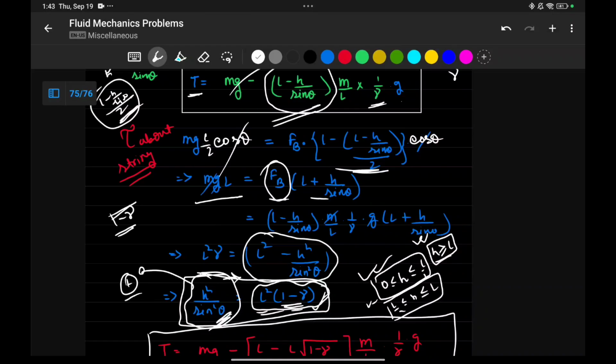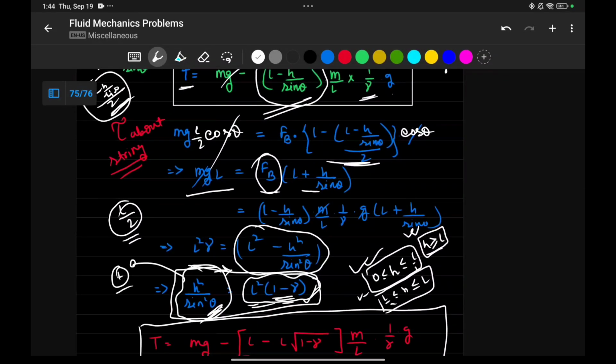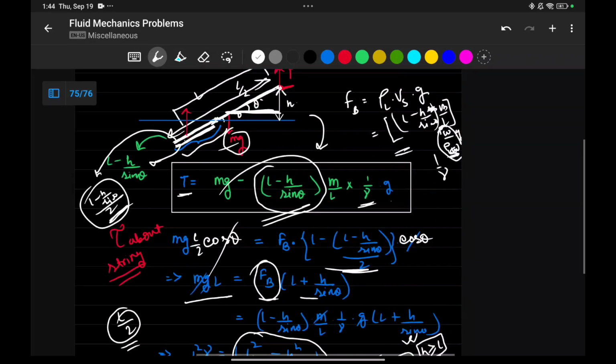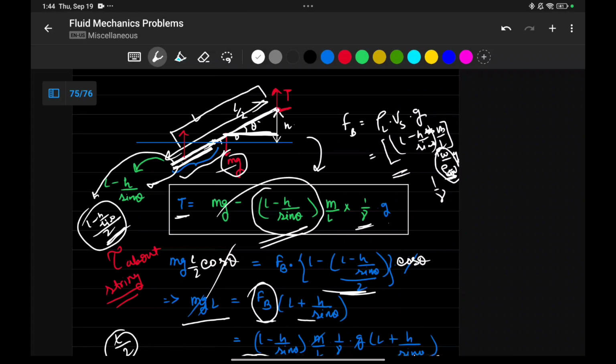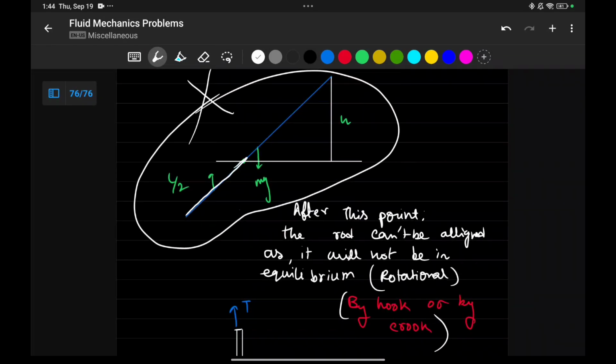I'm sorry, 1 minus gamma is only valid up to the point where it is L by 2 actually. Because you can just see that this h by sine theta remains constant throughout the process, right? So h by sine theta means the submerged length. I will just do it in the next image. So this is the submerged length. This is h by sine theta.